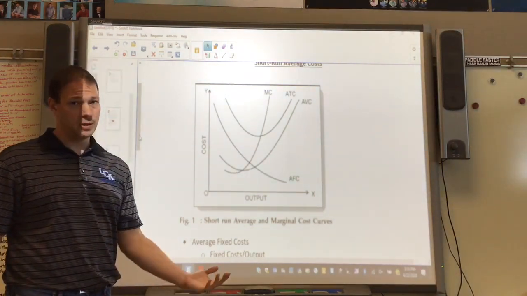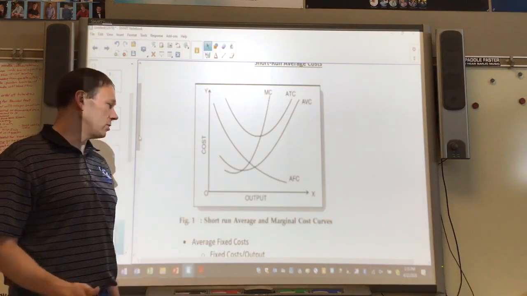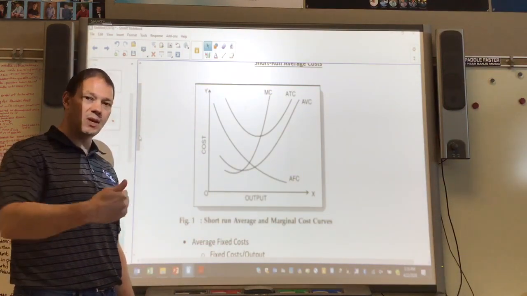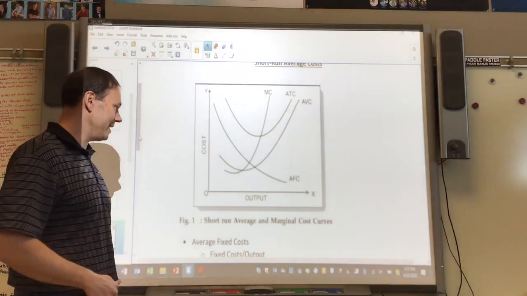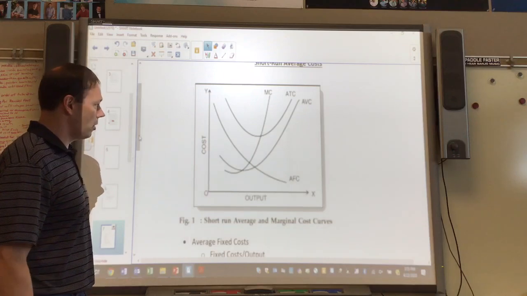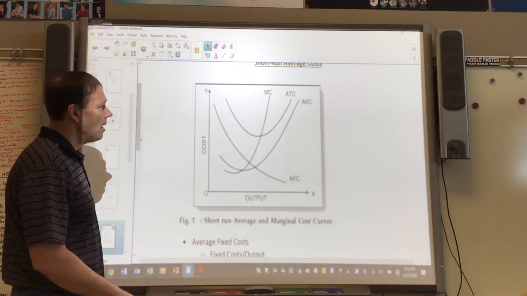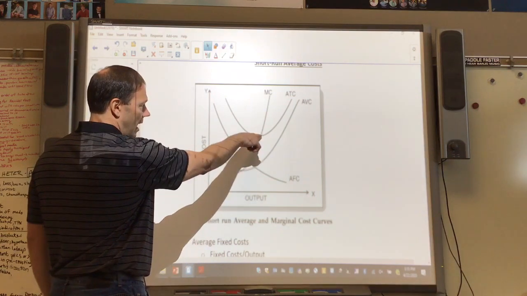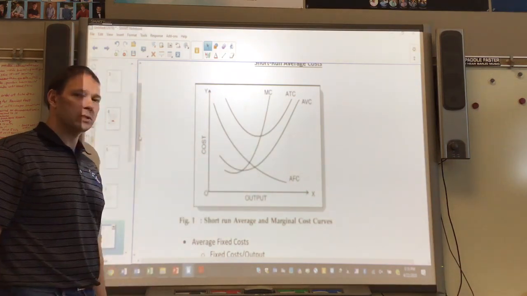Marginal cost is simply, what's marginal? The additional. So the additional cost of producing another pizza. If I want to go from 10 pizzas to 11 pizzas, how much more money is that going to cost me? All right, now, a couple things you notice about the marginal cost curve. Most importantly, marginal cost intersects AVC and ATC at their lowest point.